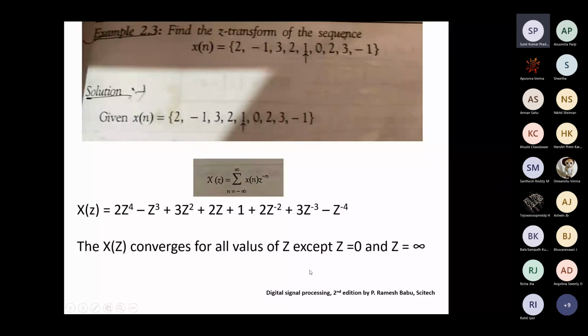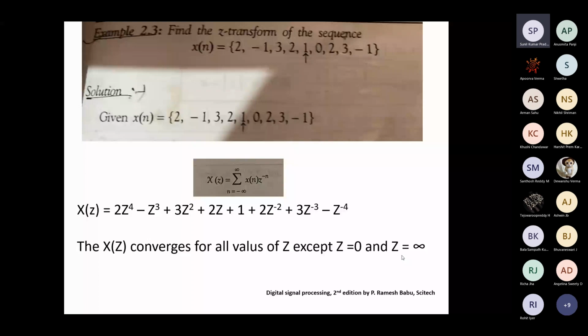So remember that for a right-handed sequence, the region of convergence will be all z except z equal to 0. For a left-handed sequence, your region of convergence will be all z except z equal to infinity. For two-sided sequences, your region of convergence will be all z except z equal to 0 and z equal to infinity. Now, this part we discussed is all about finite duration sequences.